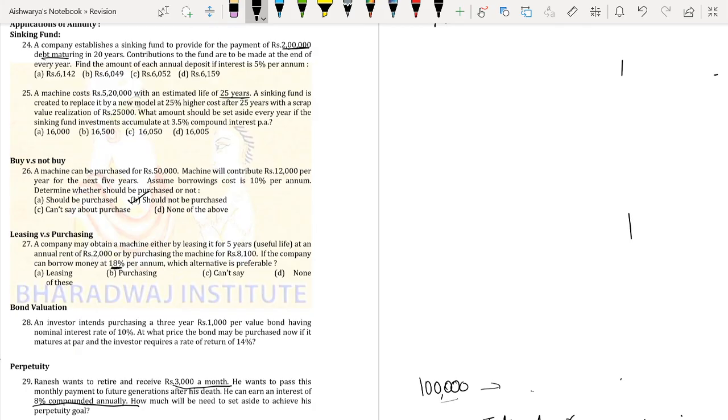So in annuity question, you will be using the PV formula. What is the PV formula? Annuity into 1 plus I. For that I, you should use this 1.14 whole power 3 minus 1 divided by 0.14 into 1.14 the whole power 3. This is what you should be using.